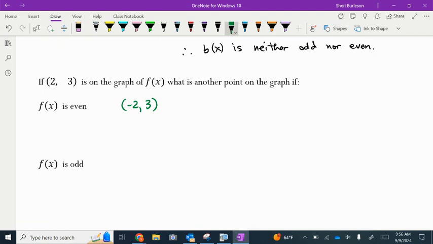How many of you got that? Here's the way you can go through that. That would mean f of the opposite of x equals f of x. Do you see the ordered pair? Somebody else I haven't heard from yet. What if f of x is odd? -2, -3. Again, because f of the opposite of x is going to equal the opposite of f of x. Does that make sense?